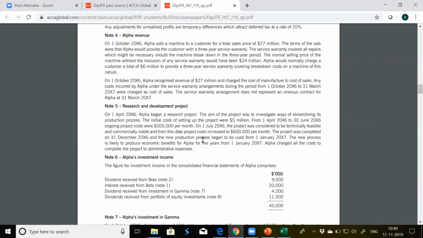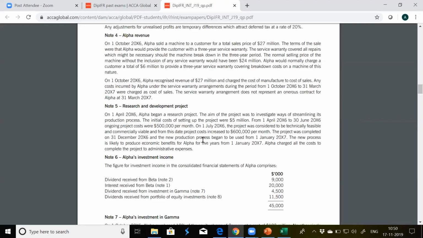So if we are capitalizing a development asset from 1st July to 31st December as 3600, will there be any amortization on it? And if there will be any amortization for the period, how much amortization? How many months of amortization? The new process is likely to produce economic benefits for Alpha for 5 years from 1st January. So it is put to use from 1st January 2007. We are ending our financial statements on 31st March. It has been used for 3 months. We capitalized it for the first 6 months at a cost of 3600. Then we put it to use, and we used it for 3 months.